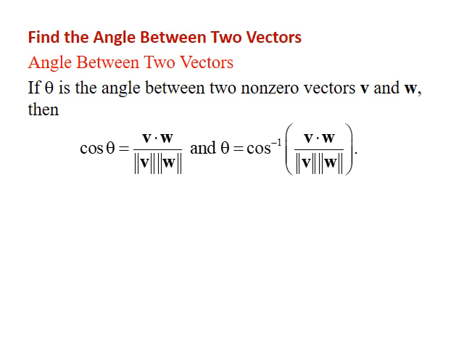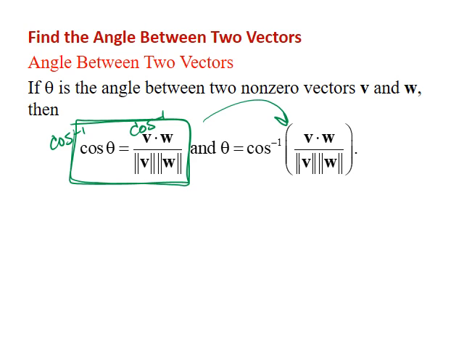To find this angle between the two vectors, we have this formula here. Typically I just use this formula, and then to find theta, I'll just take cos inverse of both sides, which is what this is here. Basically what we have is the dot product of the two vectors divided by the product of the magnitudes of the two vectors. So let's give this a shot.